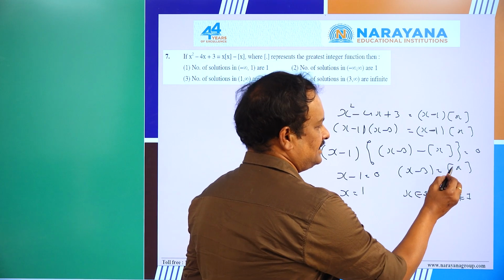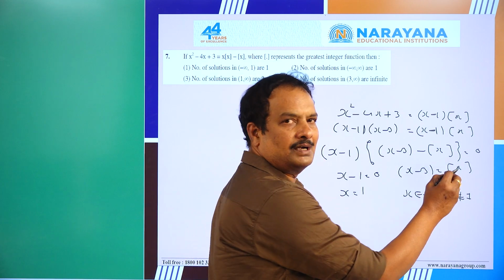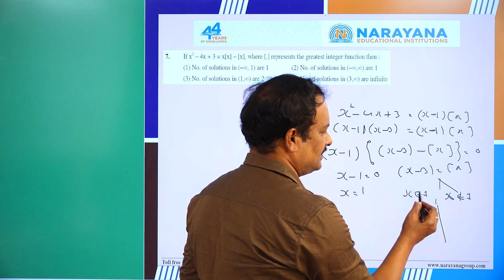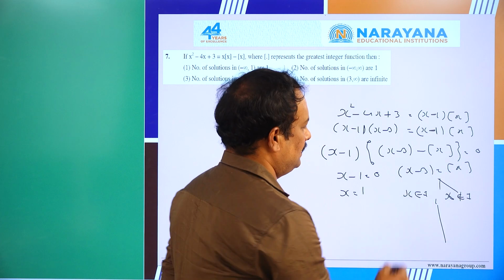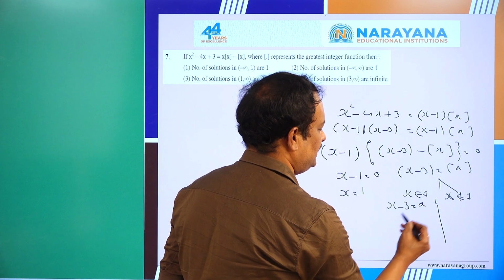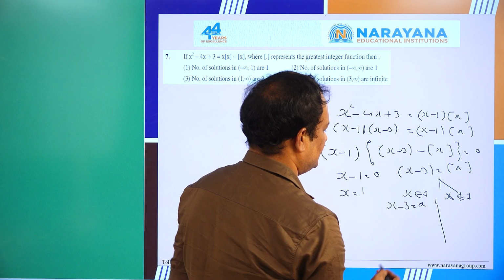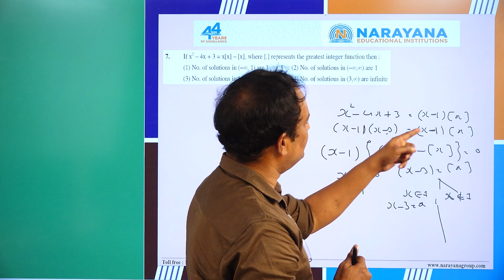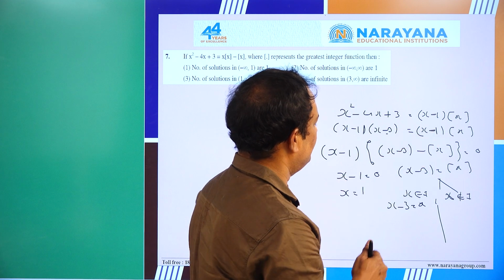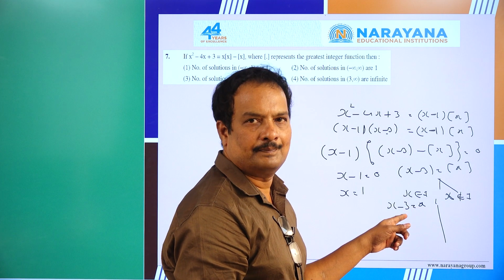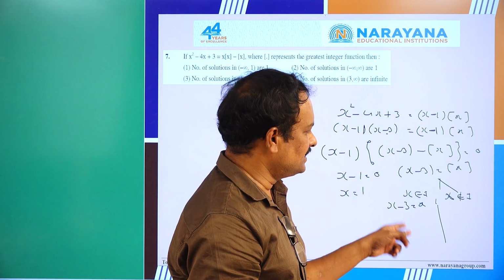Whenever x is an integer, [x] will be equal to what? x only. Then x - 3 = x, so in this case let us see whether there is any solution or not. Here we have x - 3 = [x], which is equal to x only. So are we going to have any solution for this one? No. Very clearly there is no solution here.